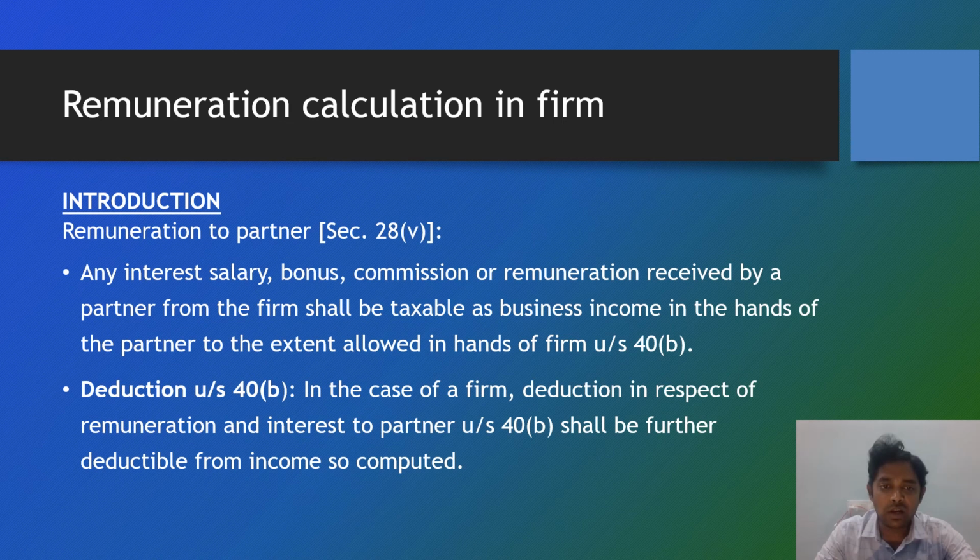Any interest, salary, bonus, commission or remuneration received by a partner from the firm shall be taxable as business income in the hands of the partner to the extent allowed in the hands of the firm under section 40b. Deductions under section 40b. In the case of a firm, deductions in respect of remuneration and interest to partner under section 40b shall be further deductible from income so computed.